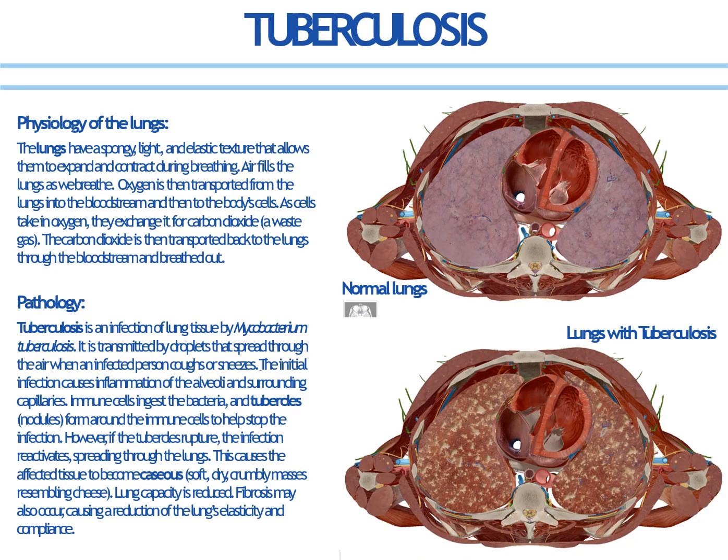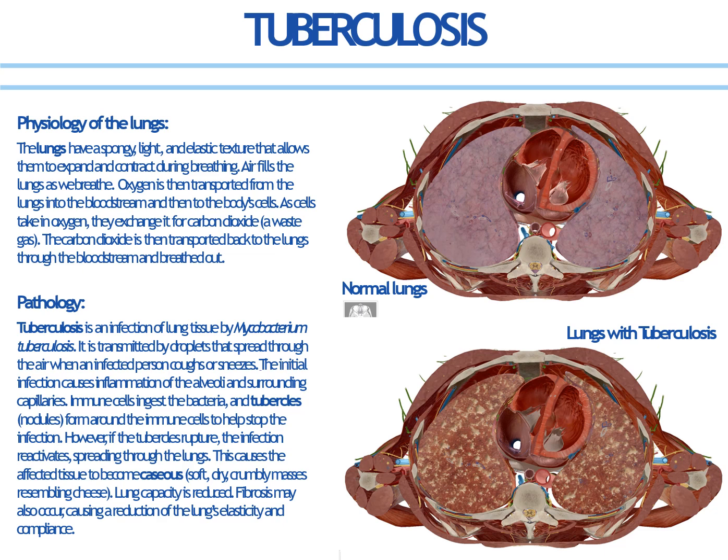The next common pathology that we're going to consider is tuberculosis. The physiology of lungs: the lungs have a spongy, light, and elastic texture that allows them to expand and contract during breathing. Air fills the lungs as we breathe. Oxygen is then transported from the lungs into the bloodstream and then to the body's cells. As cells take in oxygen, they exchange it for carbon dioxide, a waste gas. The carbon dioxide is then transported back to the lungs through the bloodstream and breathed out.